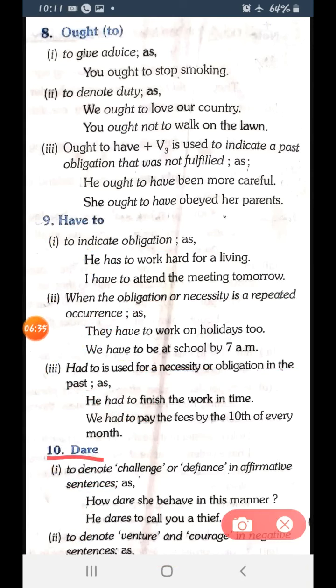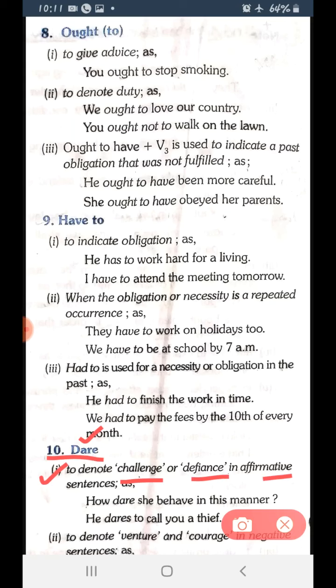That is dare. Now see, when is dare used? Dare is used to denote challenge. Okay, dare actually means हिम्मत. How dare you? तुम्हारी जुर्रत कैसे हुई? Dare means challenge or हिम्मत. Okay. Defiance in affirmative sentence.